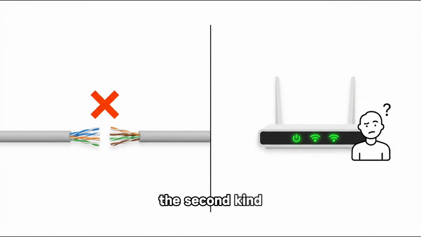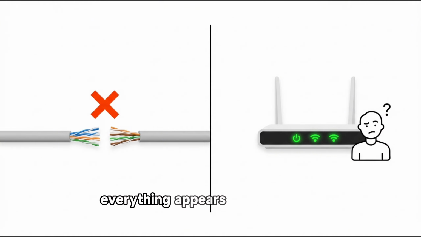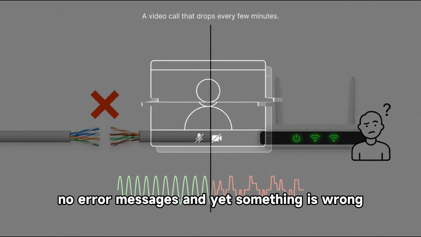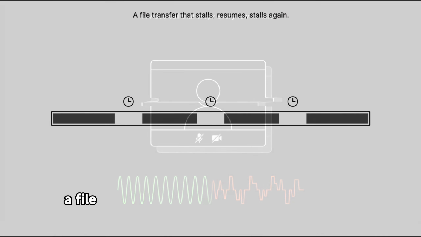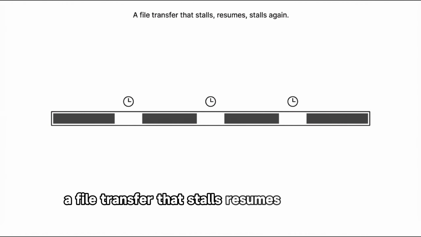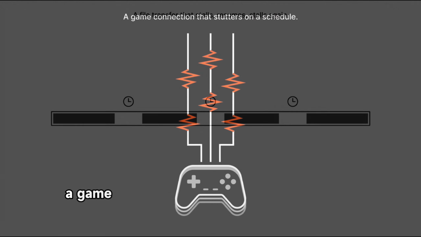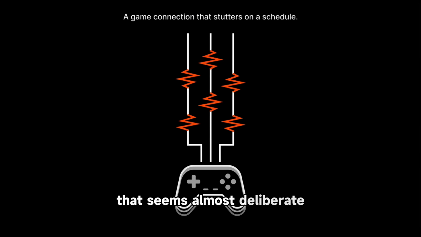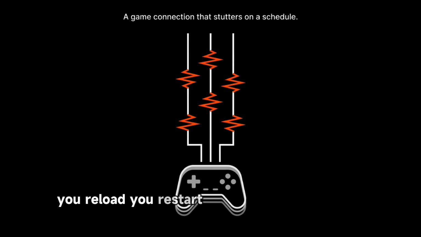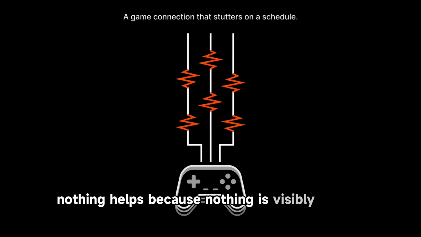The second kind is the one that makes engineers want to pull their hair out. Everything appears to be working. All the lights are green, no error messages, and yet something is wrong. A video call that drops every few minutes for no reason. A file transfer that stalls, resumes, stalls again. A game server connection that stutters on a schedule that seems almost deliberate. You reload, you restart, you check every setting. Nothing helps, because nothing is visibly broken.